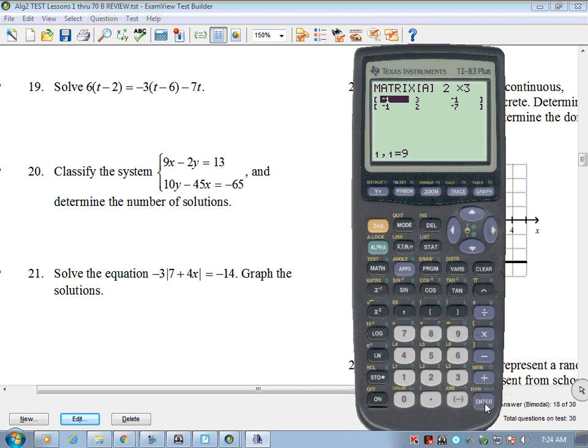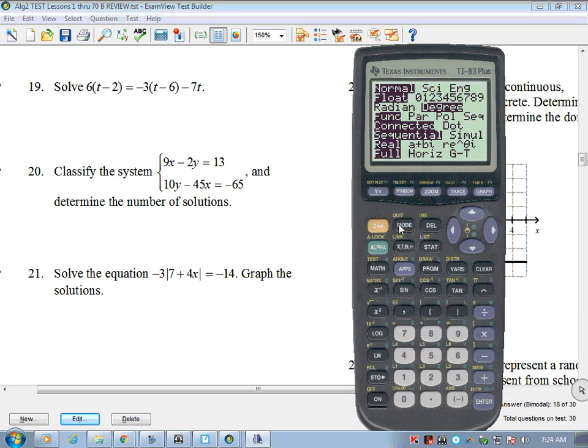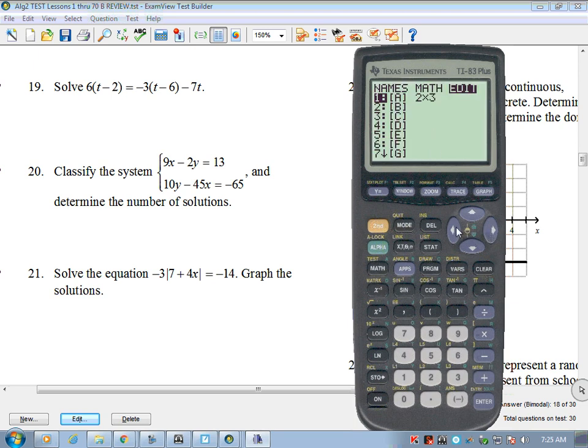We're going to change our numbers in here: 9, -2, 13, 10, -45, -65. We're going to hit second mode. Nope. Okay, second matrix. We're going to RREF to see if we find solutions here. Second matrix A.